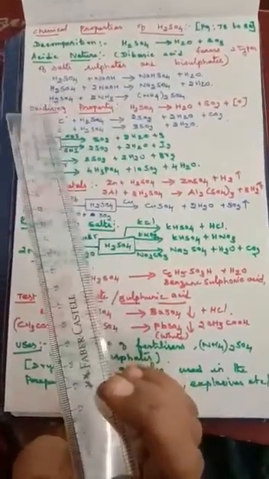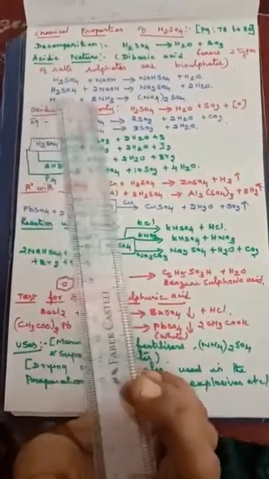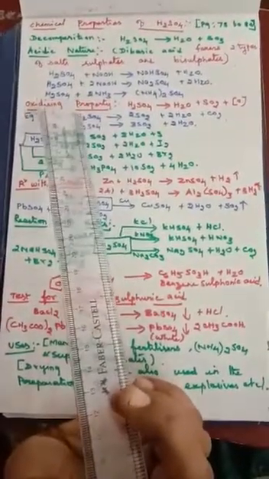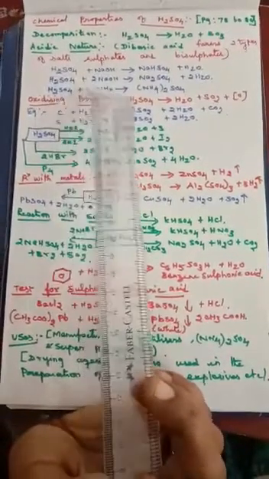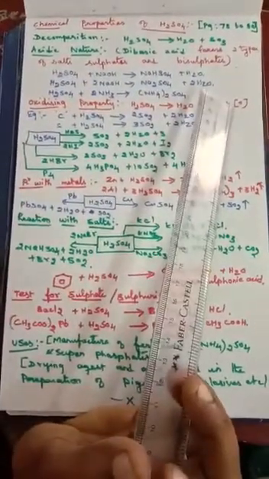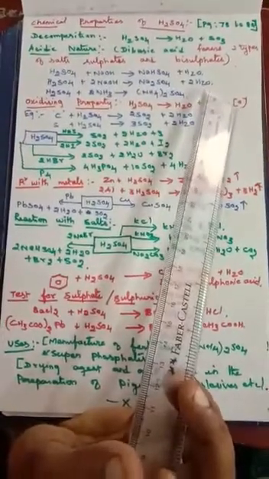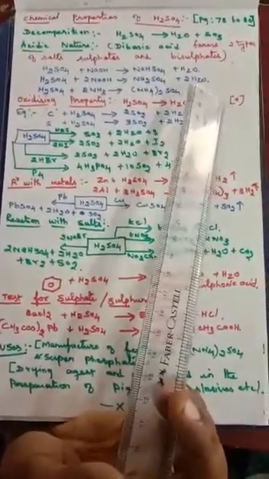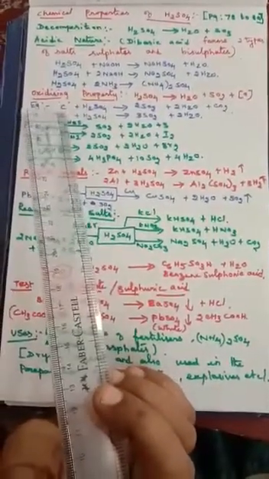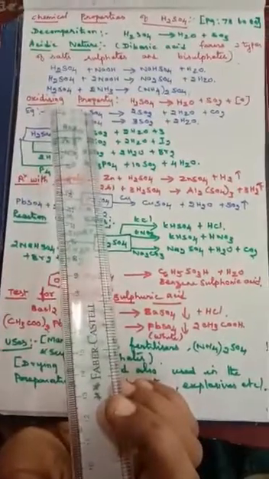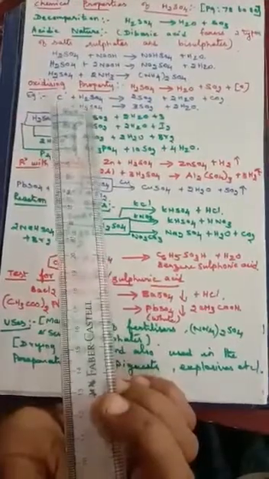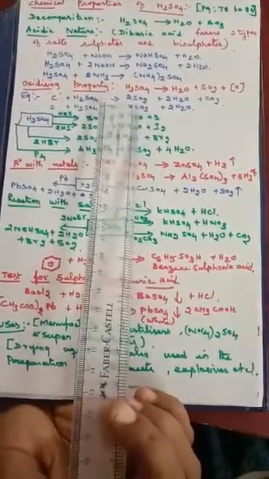And next is the oxidizing nature, otherwise the oxidizing property of sulfuric acid. Why is it a strong oxidizing agent? Because on decomposition, sulfuric acid releases a nascent oxygen atom. Due to the release of nascent oxygen, it can act as a strong oxidizing agent. For example, carbon is oxidized by sulfuric acid into carbon dioxide. Sulfur is oxidized by sulfuric acid into sulfur dioxide.